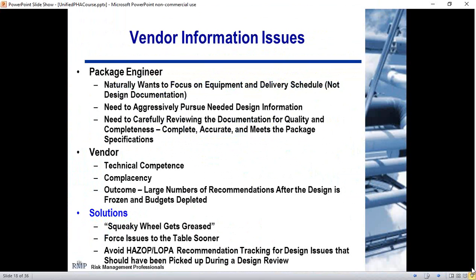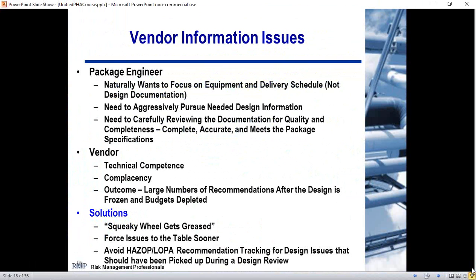I mentioned before, design information can be quite a challenge with vendor packages too. There's usually a package engineer who's in charge of interfacing with the vendor. They're usually focused on equipment and delivery schedules, going out for low bid to get the package installed as inexpensively as possible. They need to aggressively pursue needed design information. In a lot of cases, they are busy with other tasks, and they don't pursue that design information that's either used for the HAZOP and LOPA during the design process or is necessary as part of the turnover package to the facility operator.